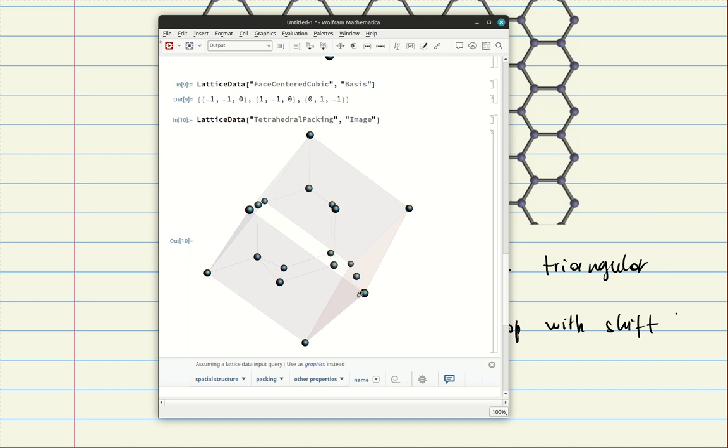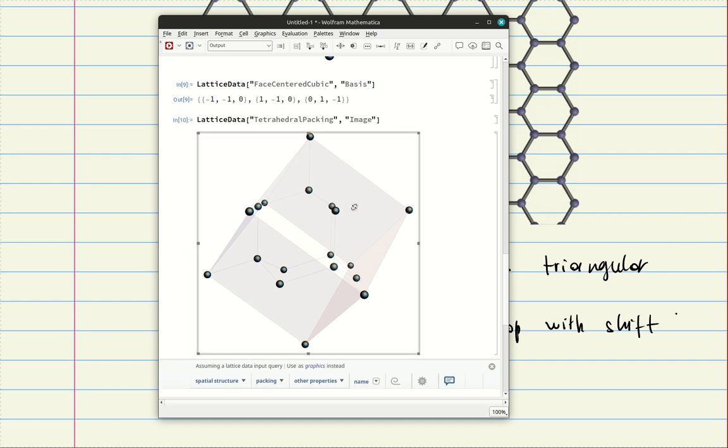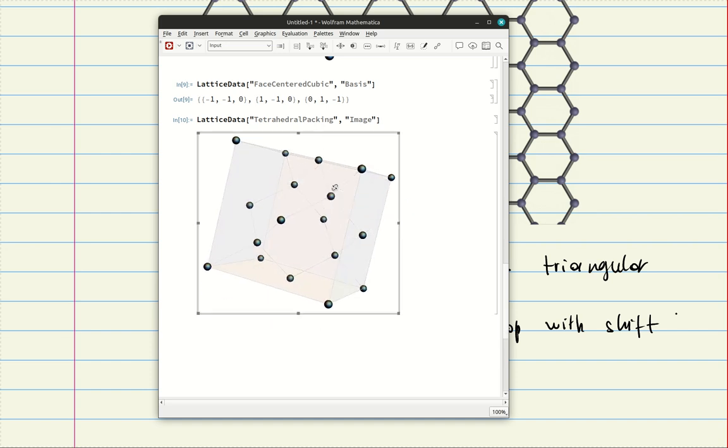So this is A type, this is B type. Maybe I can look from a different angle. This one is A type, this one is B type. In silicon and diamond, A type and B type are all the same. In diamond it is carbon. In gallium arsenide, one is gallium, the other one is arsenic, for example.